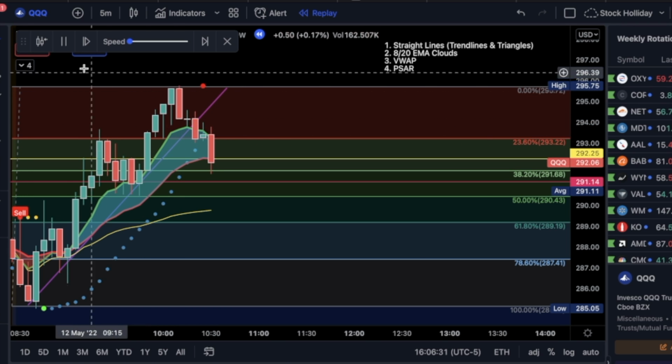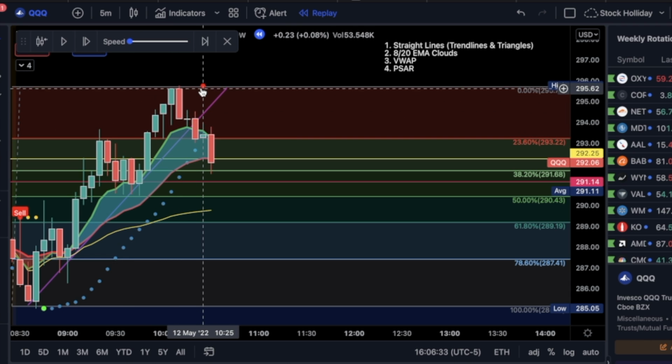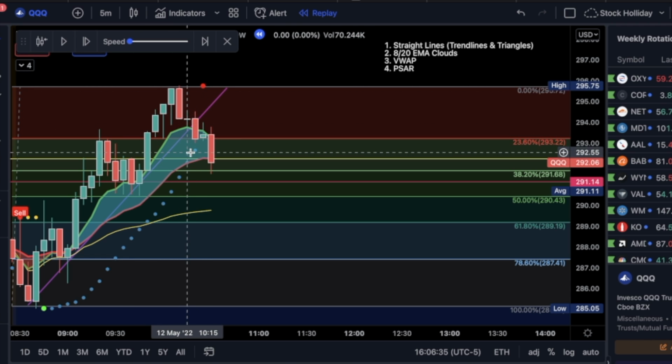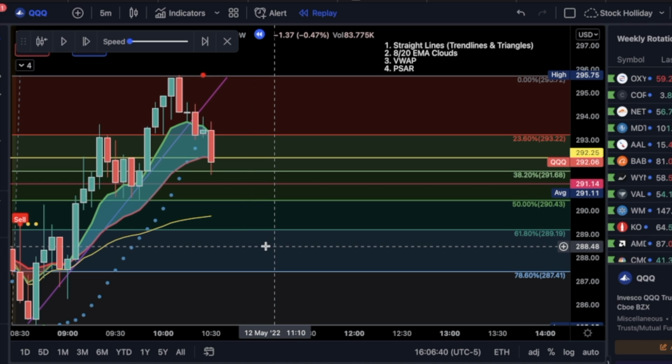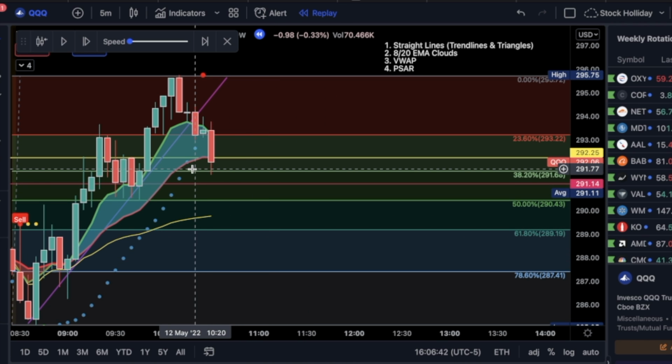Now keep your eyes on that PSAR. Okay. So now the PSAR has switched over. So that is a possible reversal. However, what I want to see when I'm trading is I want to make sure that before I get into an actual reversal, I want to see that it's closed below the 20 EMA. So that's the red line right there.